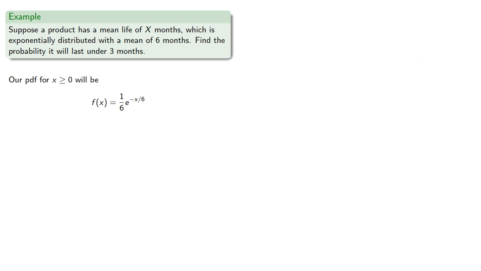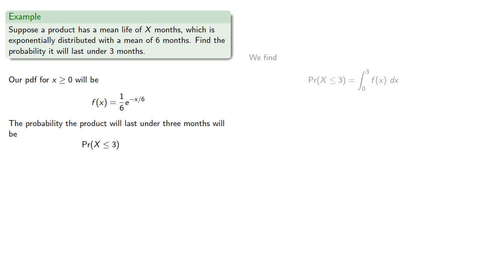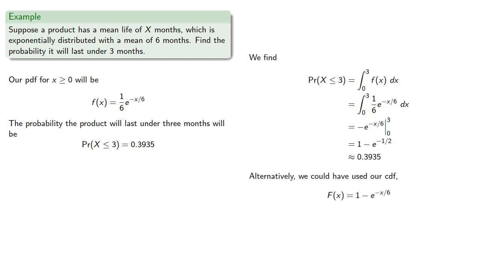The probability that the lifetime is less than or equal to 3 months is going to be the integral from 0 to 3 of our density function, which will be, alternatively, we could have used our cumulative distribution function, but we wanted to integrate. Also, we forgot that the CDF existed.